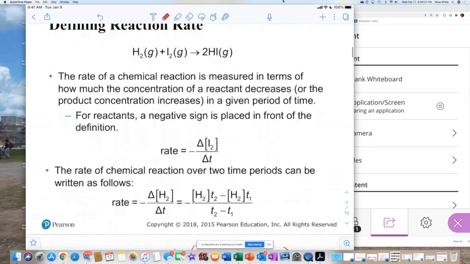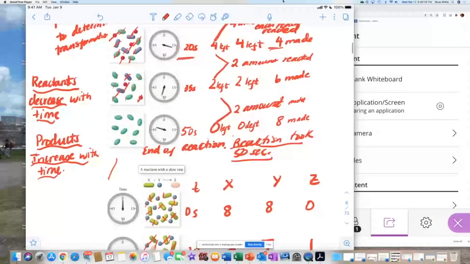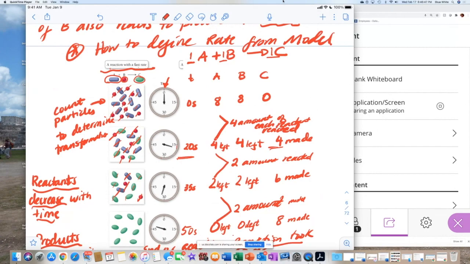Okay, now we're looking at defining reaction rates. So the first one here, I would argue this is defining the reaction rate by looking at a picture. So you want to make sure you know that. How to define rate from a model. How about that? The picture. This is a model. So make sure you know how to do this. I'm just telling you the type of questions, okay?